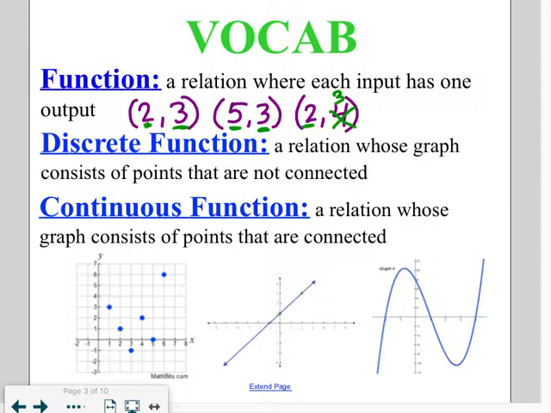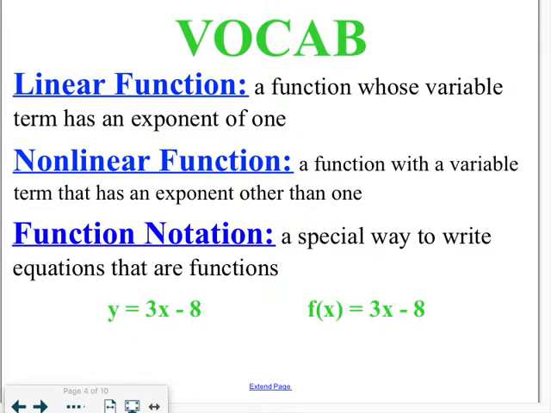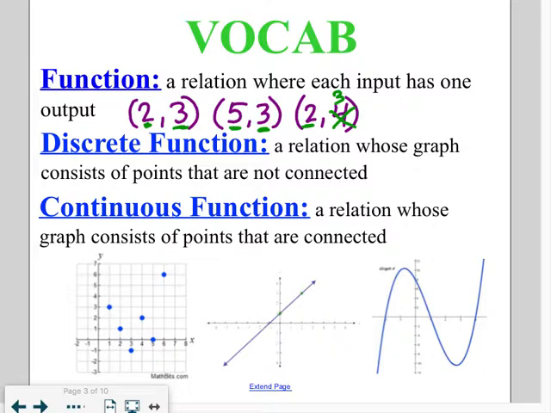As you can see, those continuous functions do not look the same, and that is because there are 2 types of continuous functions. First, there's a linear function. That is where the exponent on all of the variables is 1. That's going to give us that straight line that you see in the middle example.